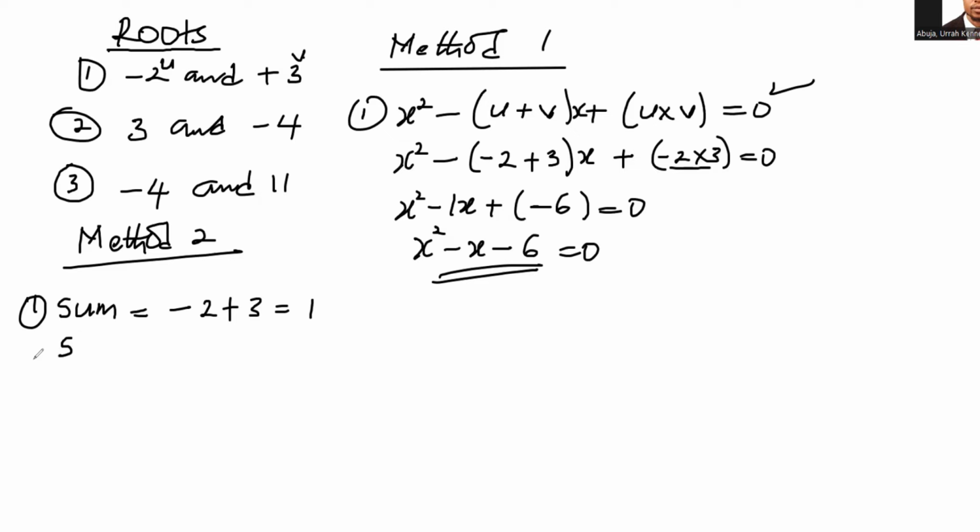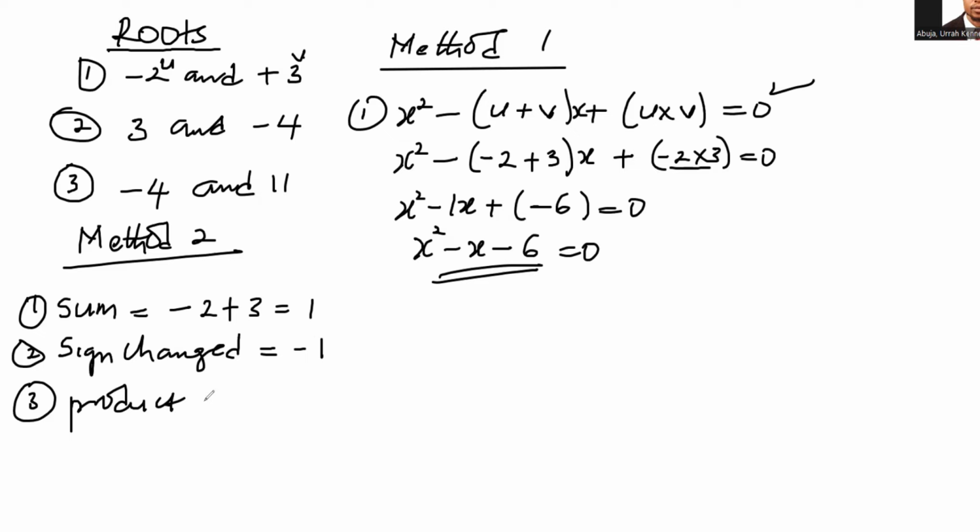Then you change the sign. That's the second step, change the sign. So the sign changes to -1. And the third step is the product. The product of the two roots is -2 times 3, which is -6.